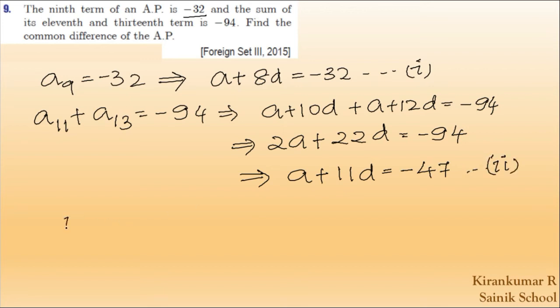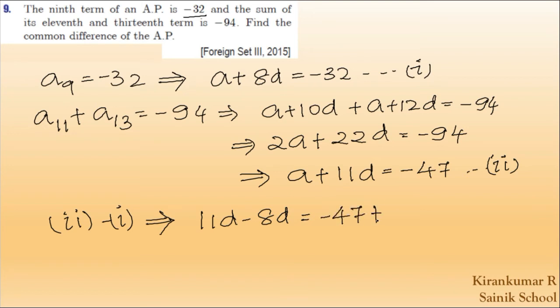With these two equations, let me find the value of the common difference. Equation 2 minus equation 1 gives 11d minus 8d equals minus 47, minus of minus will be positive, 32. So 3d equals minus 15, so the value of d is negative 5. We get the common difference as minus 5. Next question.